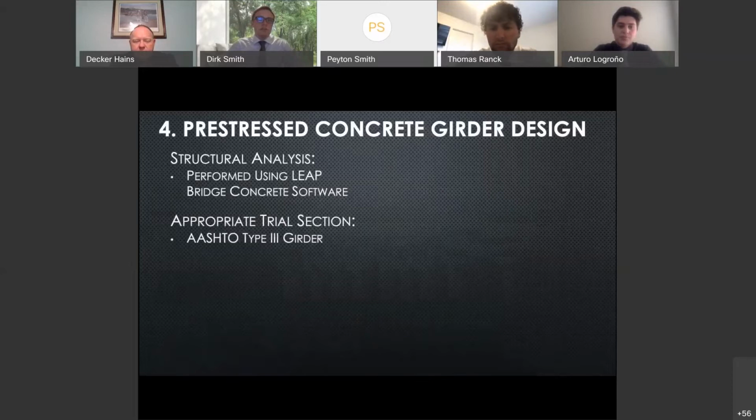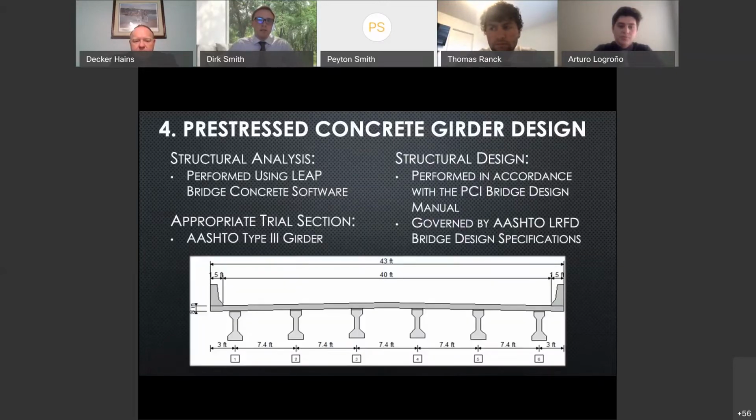The first alternative superstructure design we considered consists of prestressed concrete girders. Structural analysis was performed using LEAP Bridge concrete design software, where a model was built in accordance with MDOT specifications. From our research on similar bridge projects, an AASHTO Type 3 girder was selected as a trial member.